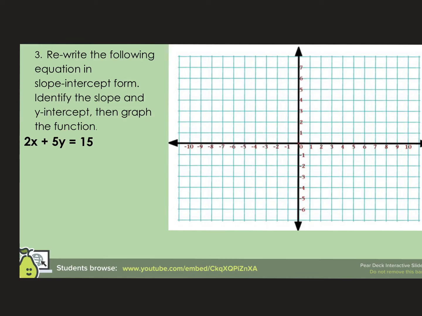Okay, practice problem 3. Rewrite in slope-intercept form, find the slope, y-intercept, and graph. So everything that we've been doing, they're just spelling it out. That's what you need to do. Again, so what do we do? Step 1, solve for y.